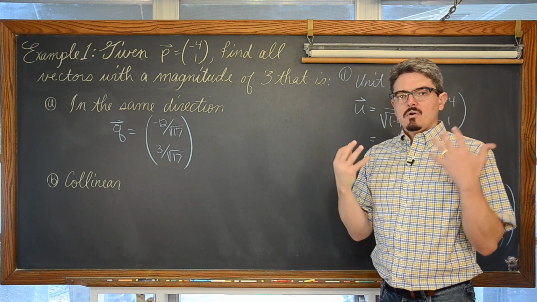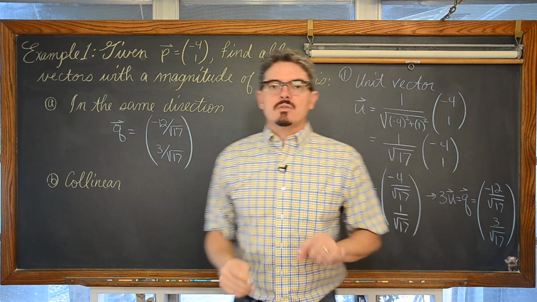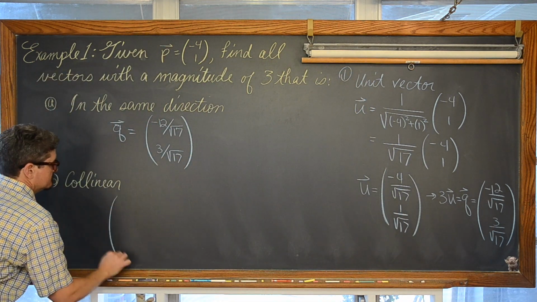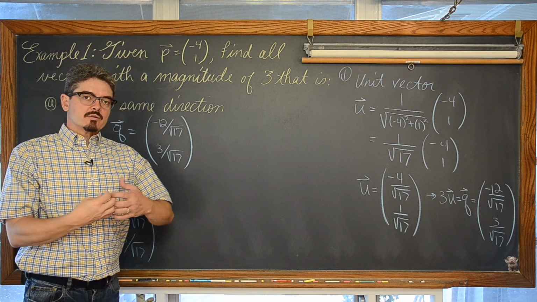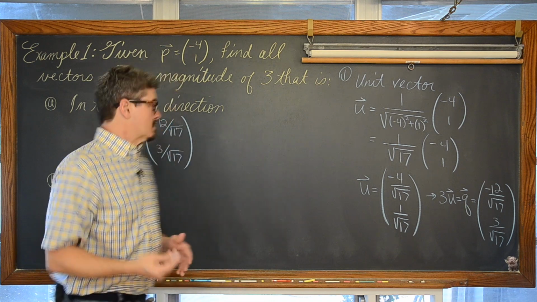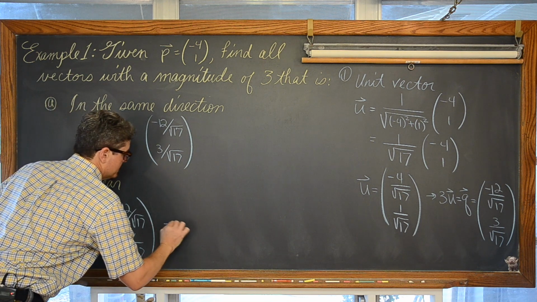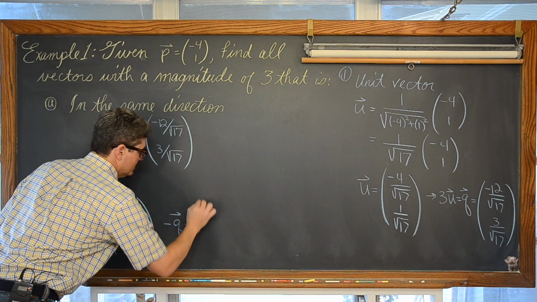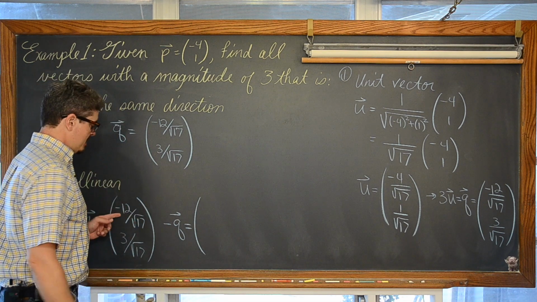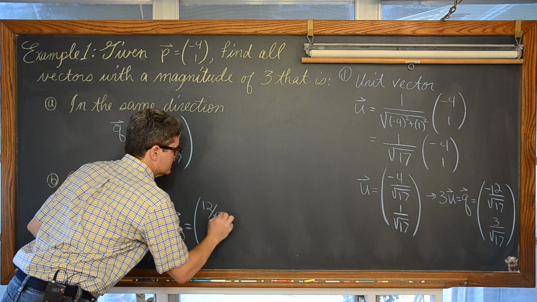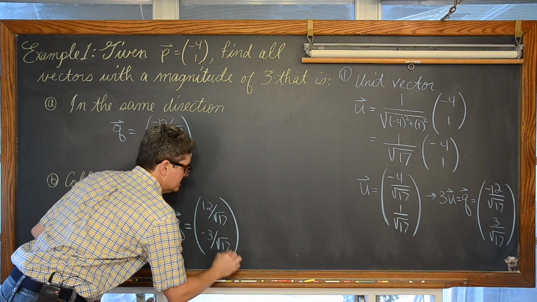Now, what if I want all the collinear vectors? Well, we already have one of them, the vector that's going in the same direction. But with collinear vectors, they don't have to go in the same direction, they may also go in the opposite direction. So if this is vector q, then the other answer is the negative of vector q, which means we're just simply multiplying this by a scalar multiple of -1 and get +12 over the square root of 17 and -3 over the square root of 17.